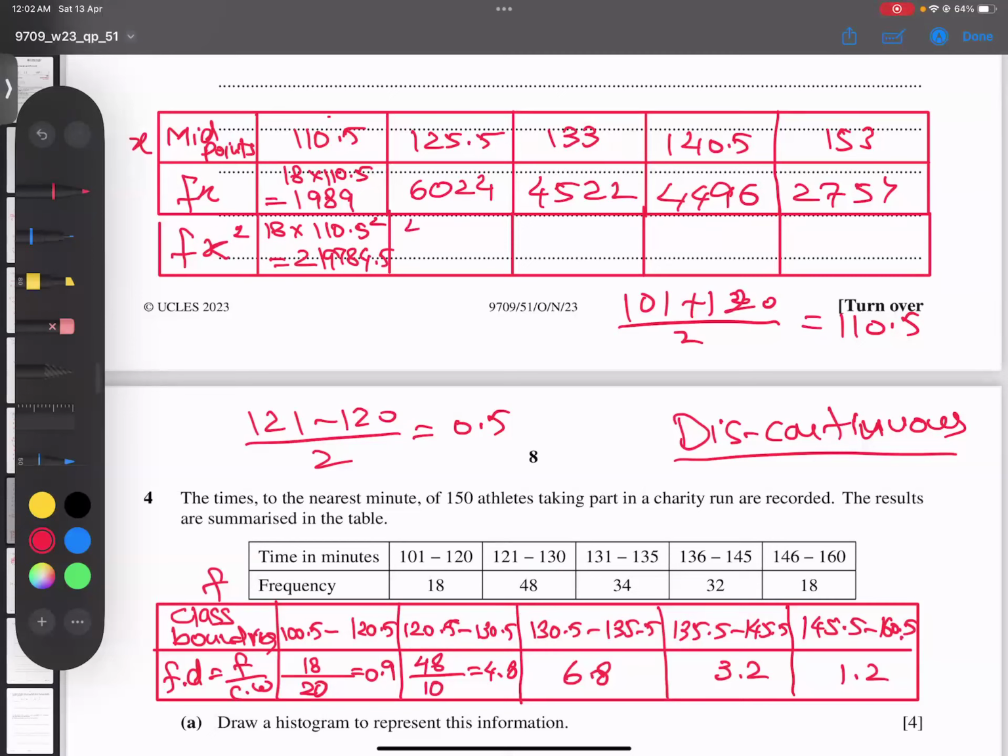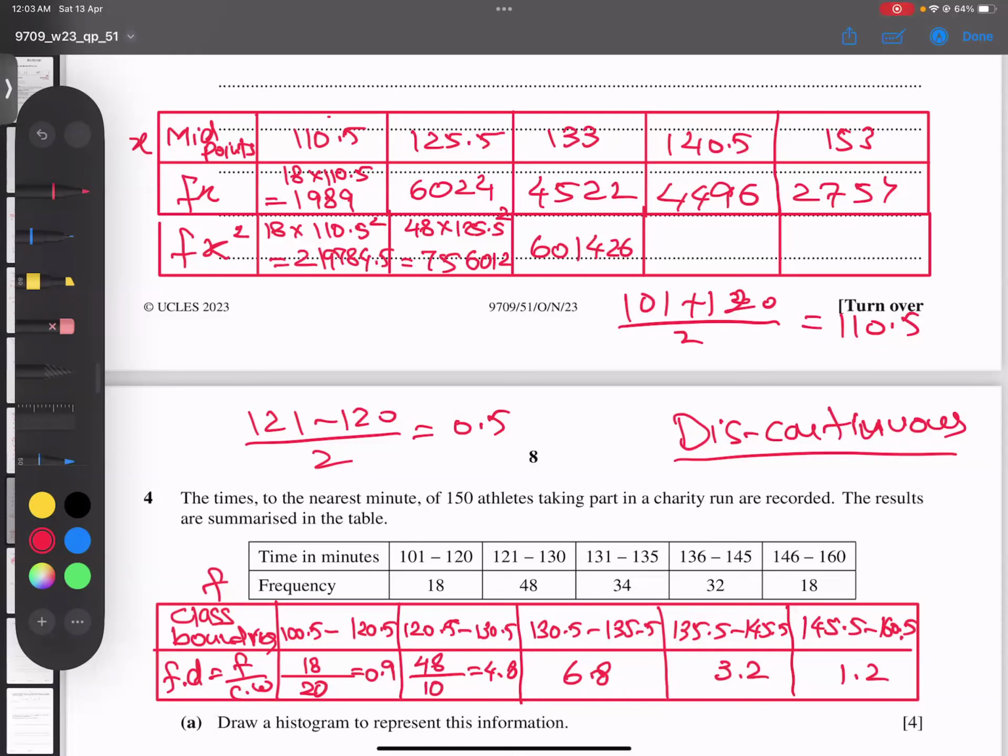Second, again, I just show you once: frequency 48 and this number. So 48 times 125.5 to the power 2. This power 2 on the top, maybe you can see. So 48 times 125.5 squared is giving me 756,012. And onwards, I get 4522 times 133, so it's coming 601426. And then I'm just getting the values.